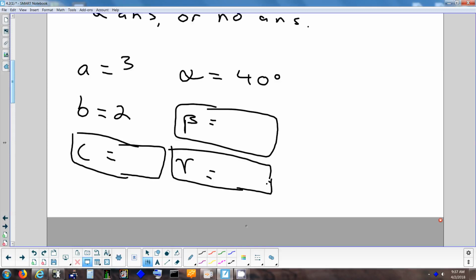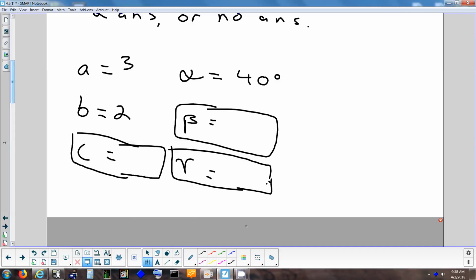Can I use Pythagorean Theorem to get C? No? How come? There's no 90. If you use Pythagorean Theorem to get C, you're assuming gamma is 90. We don't know what gamma is, so we can't use Pythagorean Theorem. So, out of the 3 boxes that are empty, there's only one of them that you have enough information to actually find. The other 2 boxes we have to ignore for now.